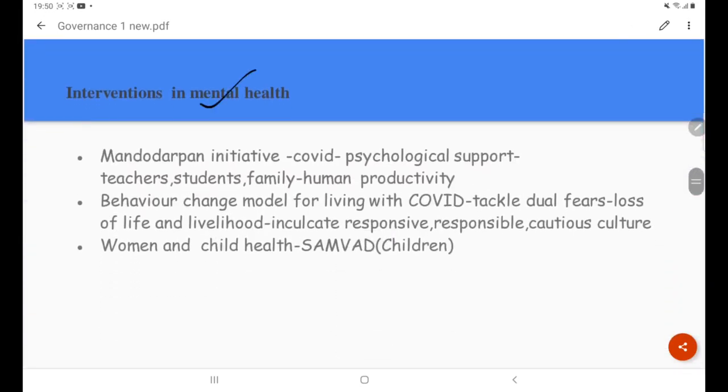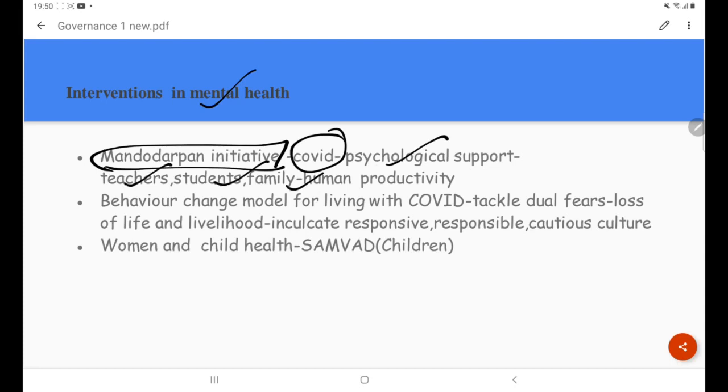Next is interventions in mental health. These are some interventions. This is the Manodarpan initiative. What is this? It was introduced during the COVID period, and it offers psychological support to teachers, students, family, etc. So in a way it is increasing human productivity.